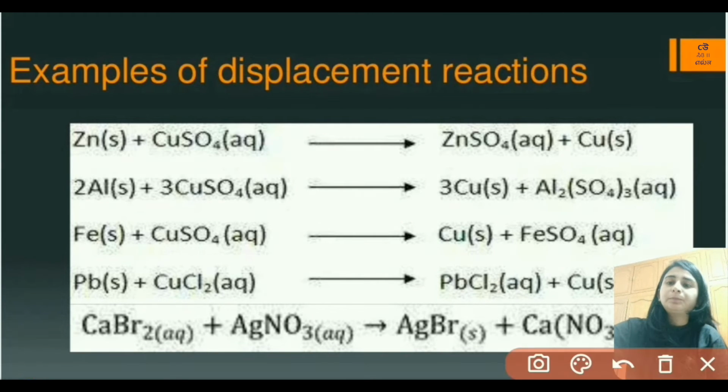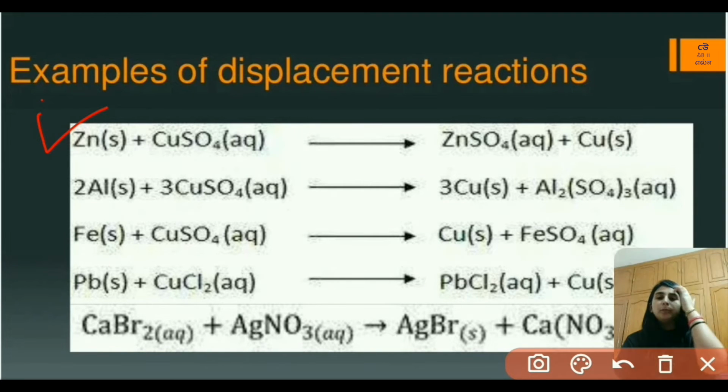Starting with the first reaction, we have zinc reacting with copper sulfate, having molecular formula CuSO4. Zn plus CuSO4 will form ZnSO4 plus Cu. ऐसा क्यों हुआ? Because zinc is more reactive than copper. Therefore, zinc has displaced copper from its compound and has formed something new.